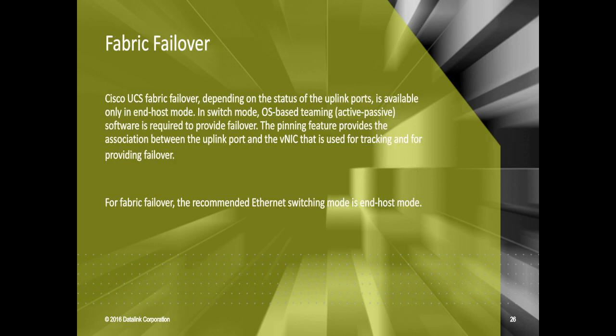Let's talk about fabric failover. Is this one of your main concerns? Cisco UCS fabric failover, depending on the status of the uplink ports, is available only in end host mode. In switch mode, OS-based teaming, active passive software, is required to provide the failover. The pinning feature provides the association between the uplink port and the VNIC that is used for tracking and for providing the failover. So for a fabric failover, the recommended Ethernet switching mode is also end host mode.